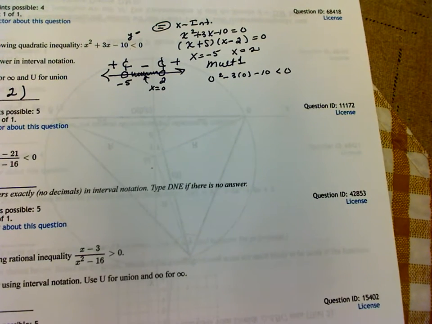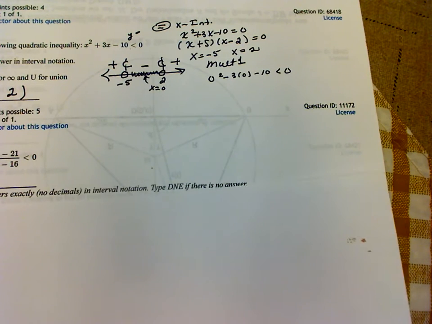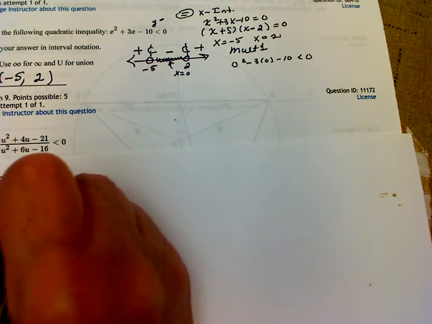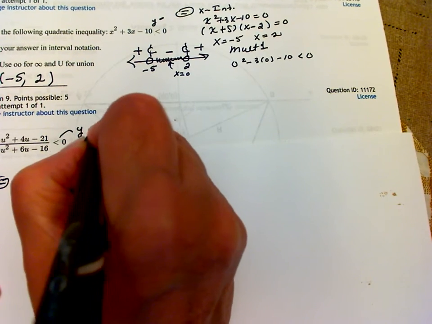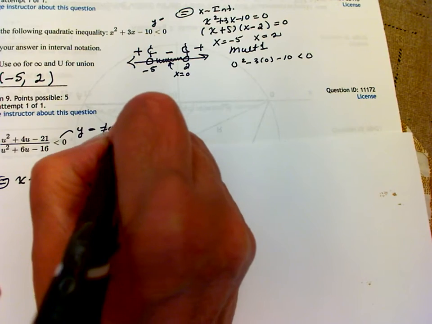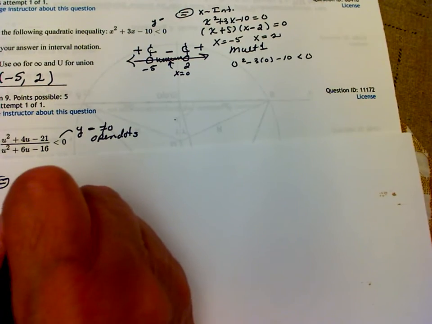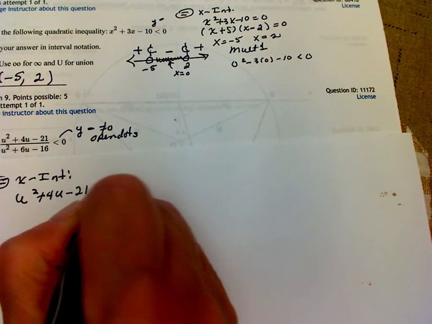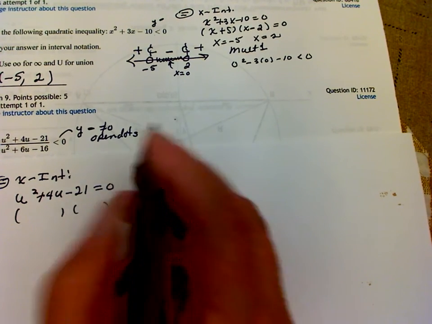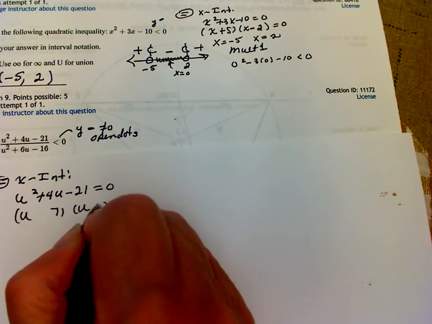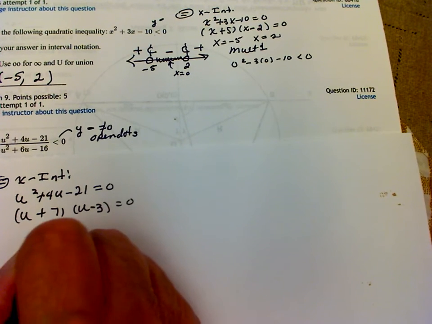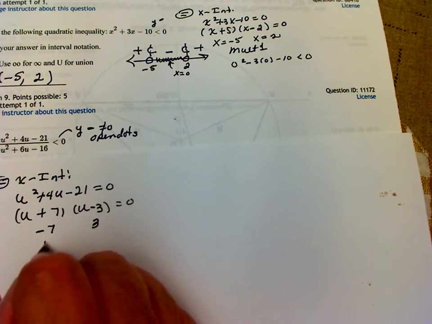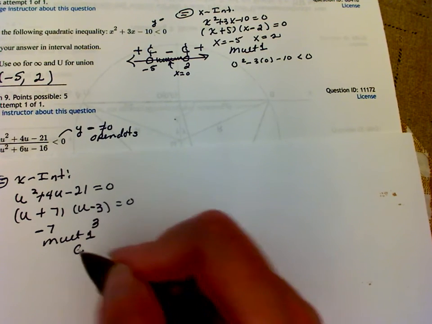Now this one's going to be a lot more work, so I'm going to move to a separate piece of paper for this. They want me to write my answers in interval notation. The first thing I'm going to do is go after the equal equation, which are the x-intercepts. Again, I want y negative and not equal to 0, so that means I'm going to have open dots. X-intercepts, that's where the numerator equals 0. So u squared plus 4u minus 21 equals 0. So this is u, and 7 and 3, plus and minus. So I get a negative 7 and a positive 3, multiplicity 1. So there's a change.